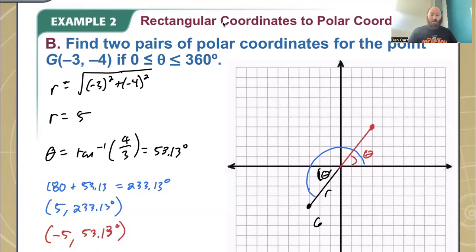And that's it. That's all we're working on today, making sure we convert back and forth between our polar and rectangular coordinates. We'll continue that in the next lesson with our polar and rectangular equations. All right, that's it for today. Take care, everyone.